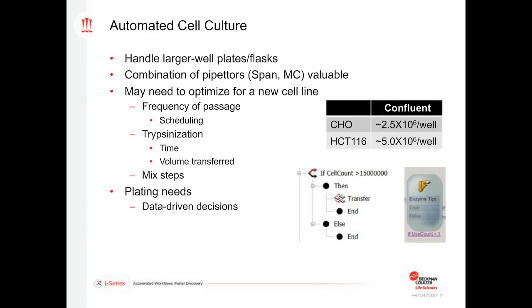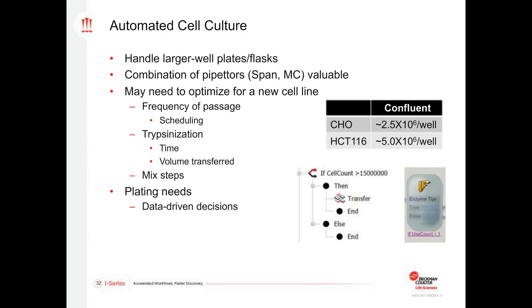Another consideration is the trypsinization workflows for adherent cells. One is just the trypsinization time. 5 minutes of incubation worked great for the CHO cell lines, but the HCT116 cells were a little more aggregated, and so you might want to consider extending that time closer to 7 to 8 minutes.